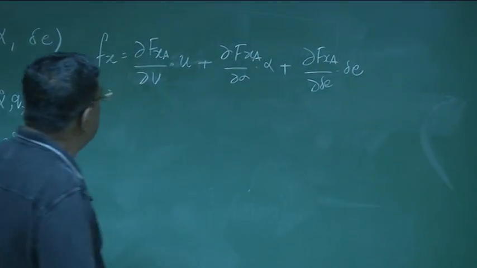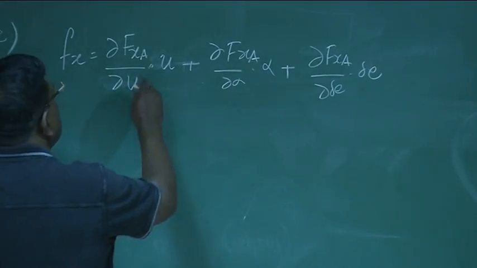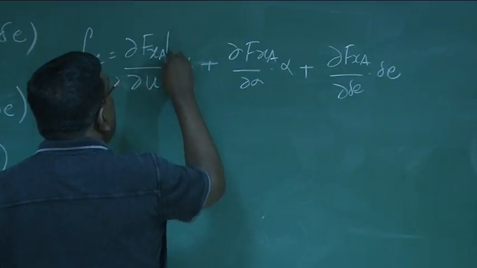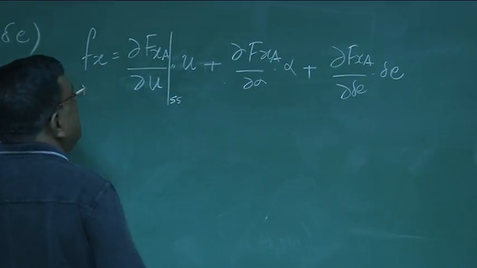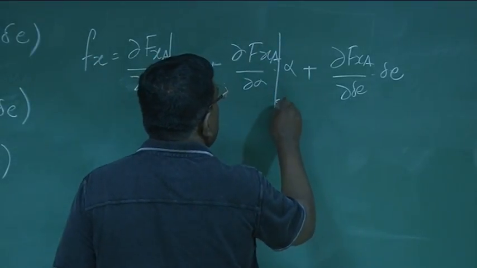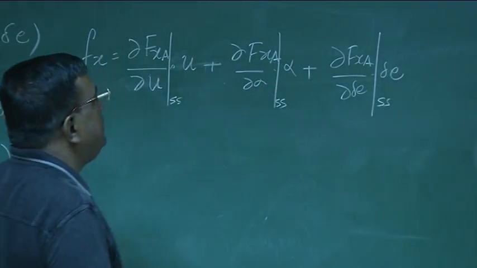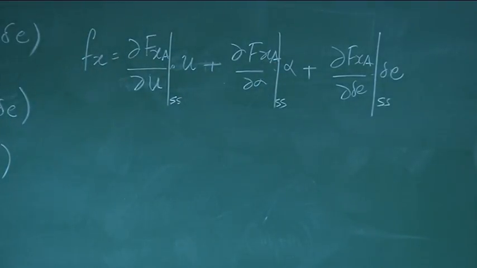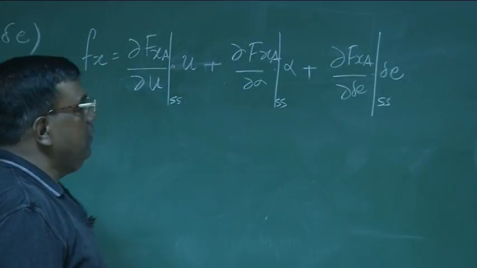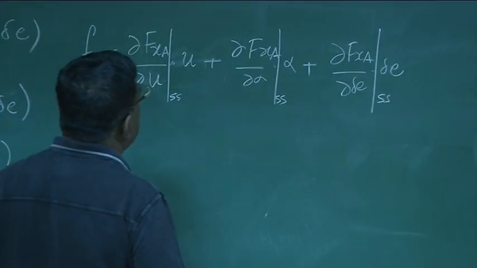So what is the meaning of this? The perturbed force can be modeled if I know that partial derivative dfxa by du at steady state, I can get fx if I know dfxa by d alpha at steady state. I can know if I know dfxa by d delta E at steady state. This is important, right? So this is typically taking advantage of a linear expansion, right?